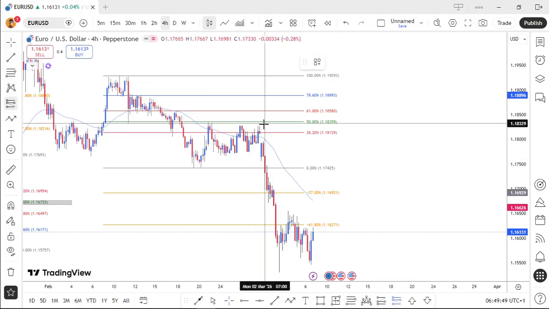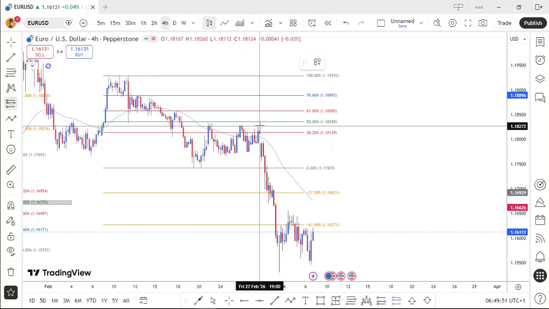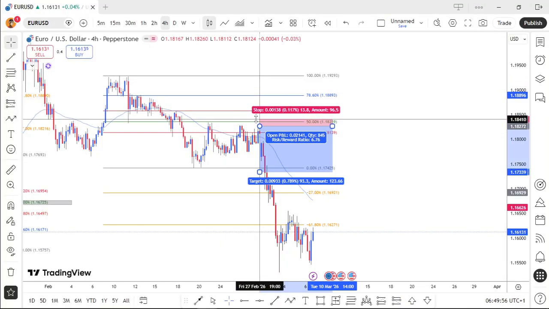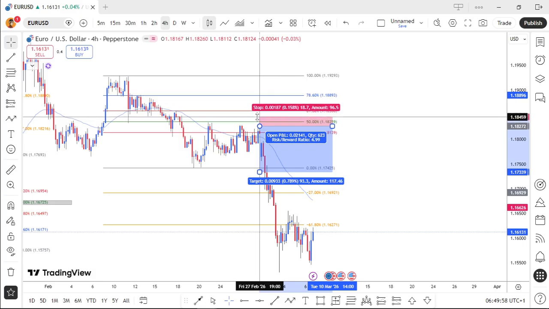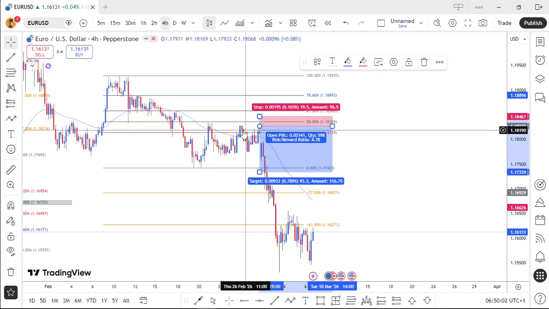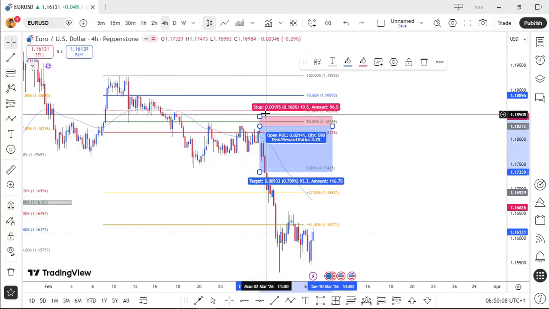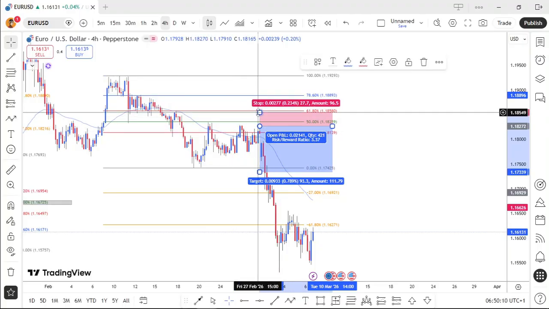So you bring out your short position, and your stop loss should be above the rejected area, which is the swing high. This is the swing high. In this case, your stop loss should be above the swing high.